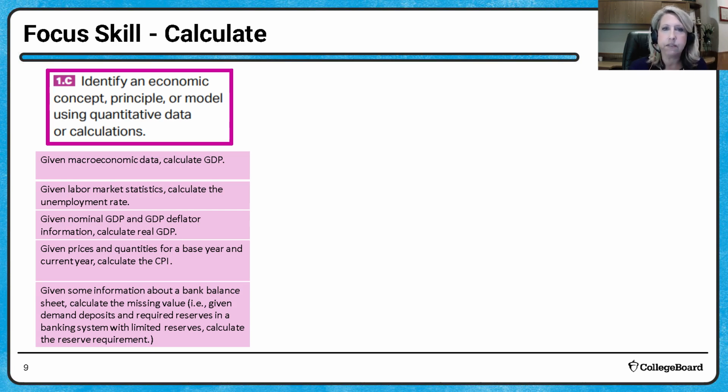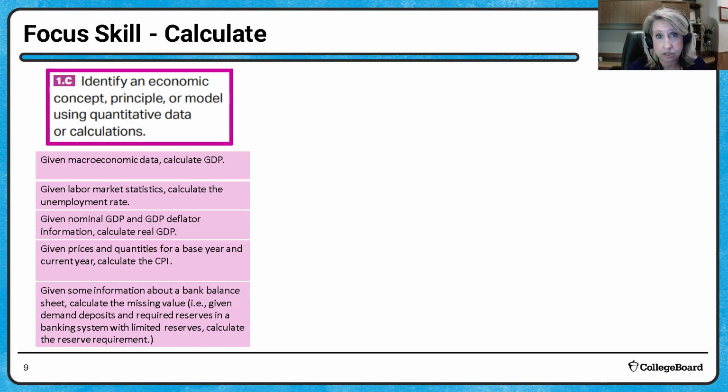Given specific macroeconomic data, can we calculate GDP? Given labor market statistics, can we determine the unemployment rate or the labor force participation rate? Given nominal GDP and the GDP deflator, can we calculate real GDP? Or given any two of those, can we calculate the third? So these are examples.